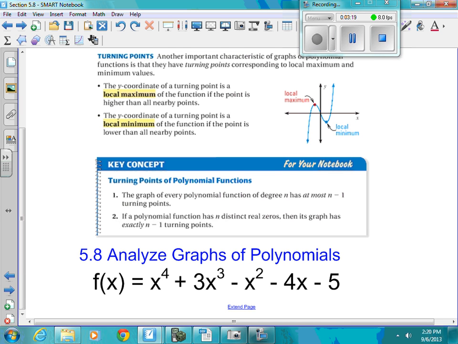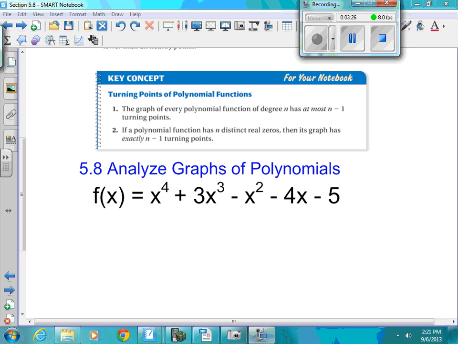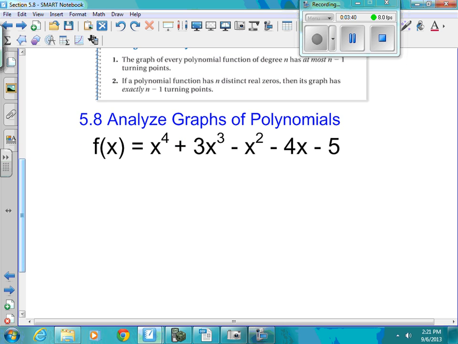Okay, so we're going to analyze the graphs of some polynomial functions here. Let's look at an example. Analyze the graph of the polynomial f of x equals x to the fourth plus 3x to the third minus x squared minus 4x minus 5. So what are we going to do? What do I want to find? Well, I want you to find the local mins, if they exist. Mins in plural, there might be more than one.